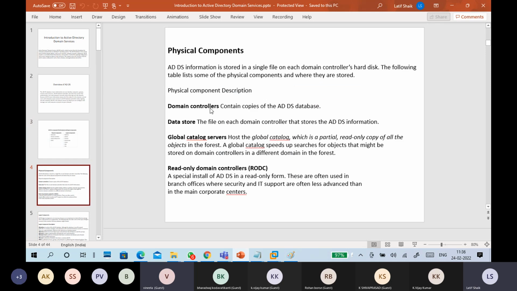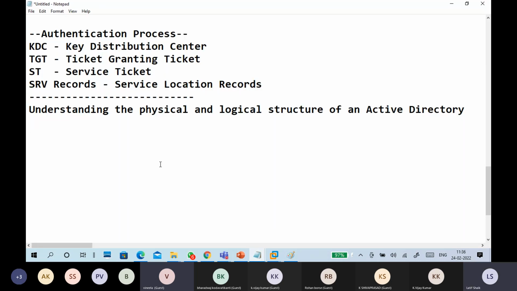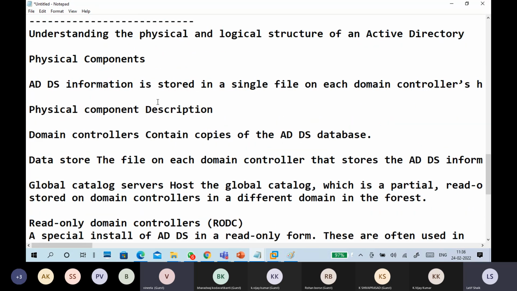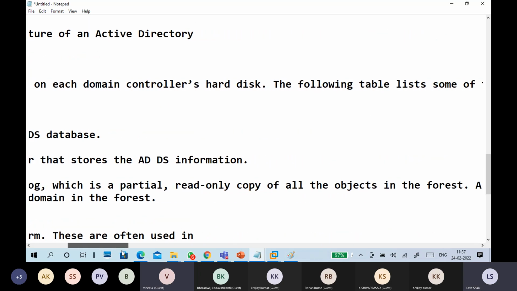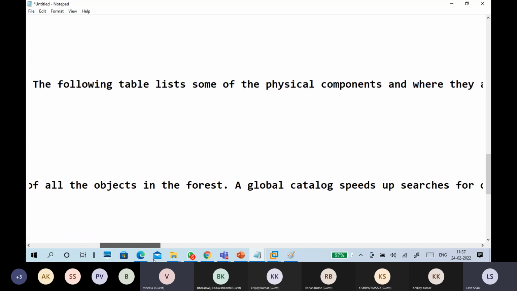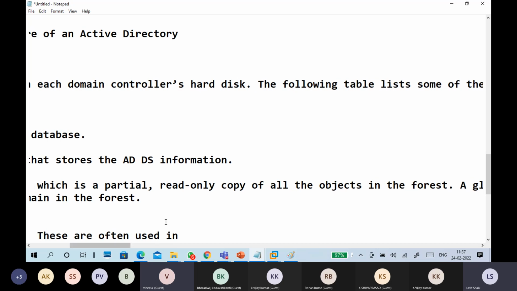So these are the physical components of your domain controller. See, the physical components are like this. ADDS information is stored in a single file on each domain controller hard disk. The following table lists some of the components and where they are stored. Okay.